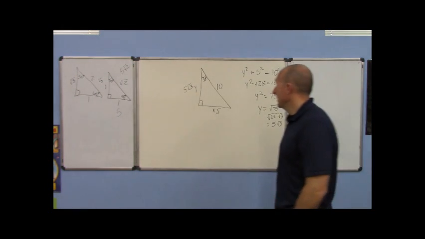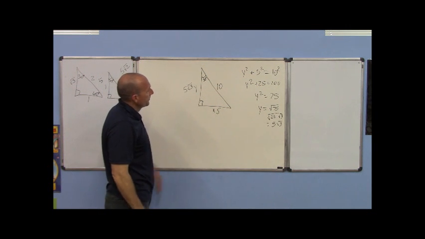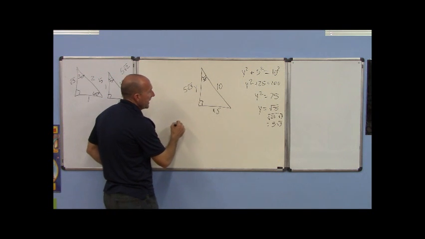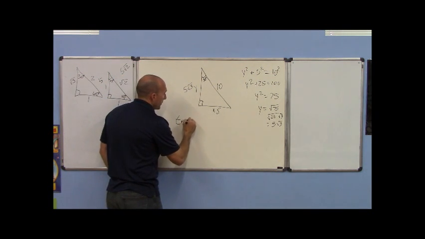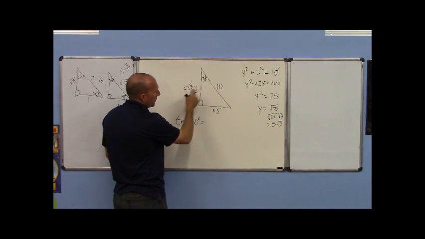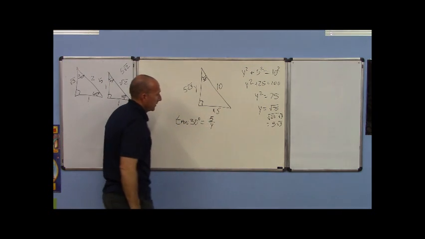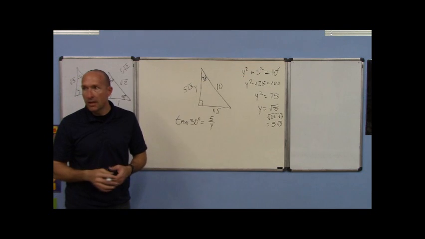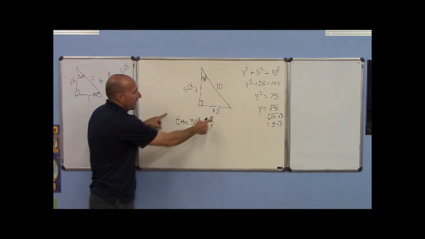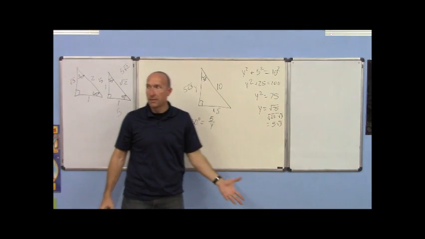Another way that we've done already is, since we're looking for this and we're talking about the 30 degree angle, we can do the tangent of 30 degrees equals opposite over adjacent, which equals 5 over y. So we would bring y over here, divide 5 by the tangent of 30 degrees, and we end up with 5 times the square root of 3.